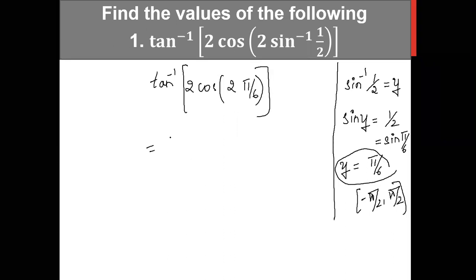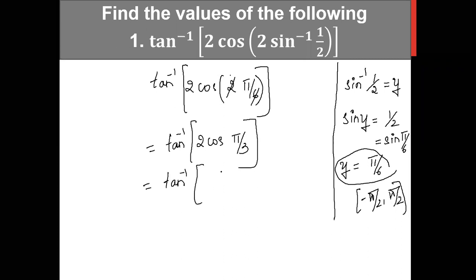Okay. Then again tan inverse of 2 cos, and the 2 and 6 get cancelled. 2 ones are 2, 2 threes are 6. So you'll be remaining with cos pi by 3. So what is the value of cos pi by 3, students? What is the value of cos pi by 3? Cos pi by 3. 2 I have to write as it is. What is the value of cos pi by 3?